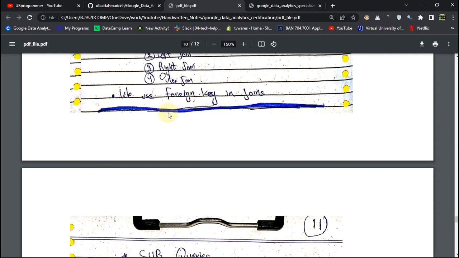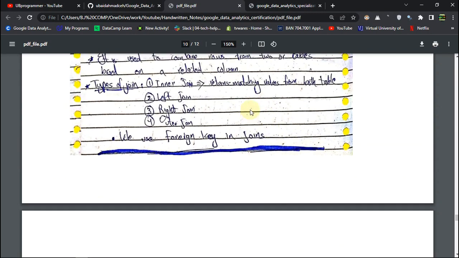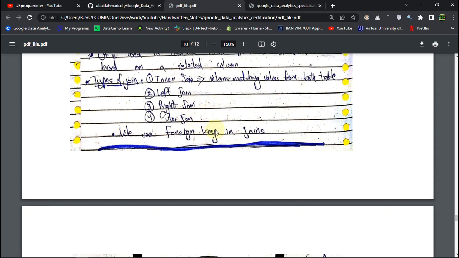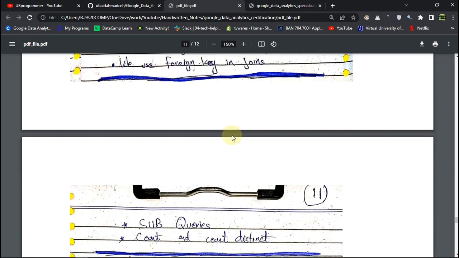concept. And the reason we have a foreign key is we use it in the join. So that's the main reason for its existence.